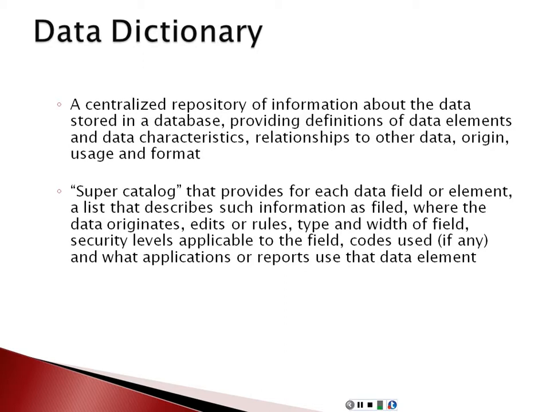It provides the definitions of each data element, the characteristics of that data, the relationships to other data, the origin, usage, format, and I know that's a pretty big definition, but look at this other one. Same category, just worded differently. A super catalog that provides for each data field or element a list that describes the information or the data, where it came from, what the values could be, what type of field it is, how big the field is, the security level, meaning who can access that data, the codes, if any.